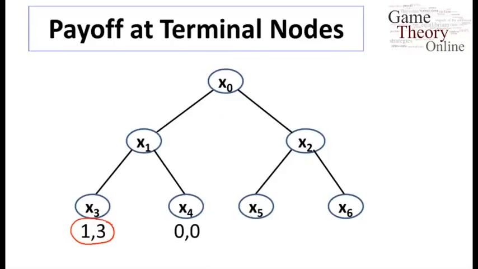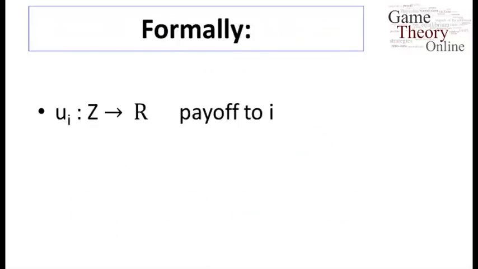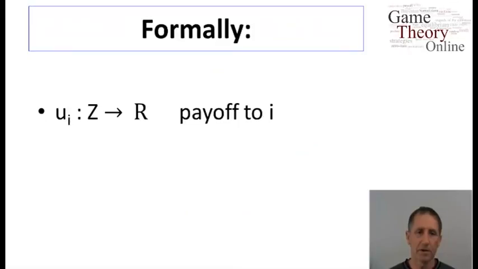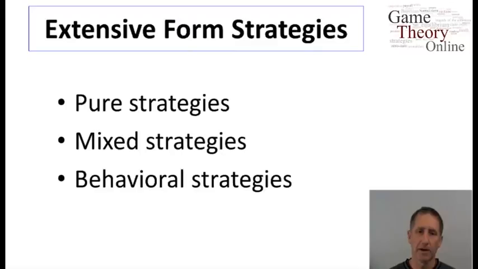So let's do that. We'll have simply a payoff function from the terminal nodes to the real numbers. One payoff for each agent. So that was a lot of notation to specify the obvious. Here are a couple of things that are not completely obvious.